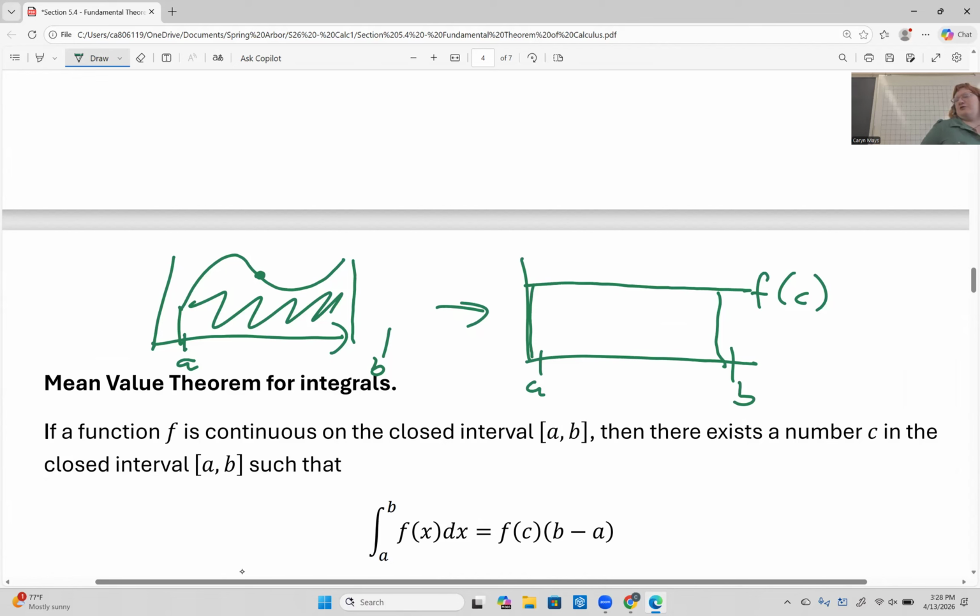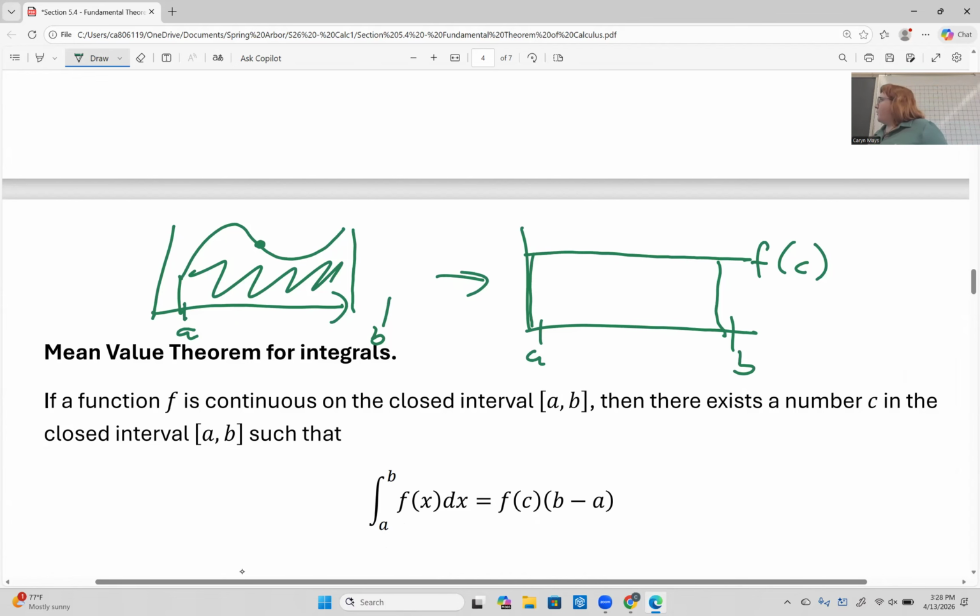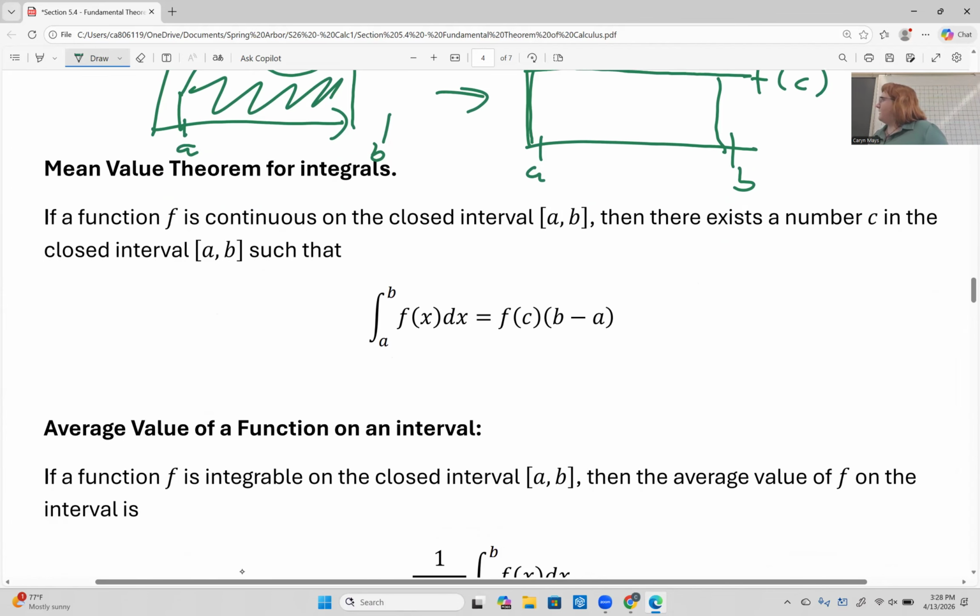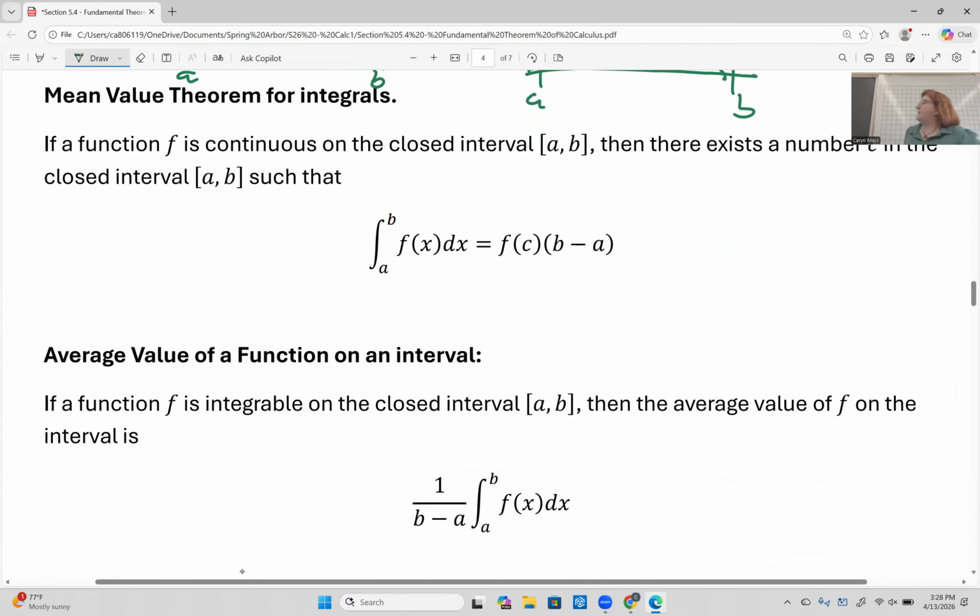There's an average value. There's a mean value. But what ultimately we get out of that is that we can find the average value of a function using an integral. When we say the average value of a function, we're saying, here's my weird function going up and down. If I want to find the average of 5 points, I add up all those values and then I divide by 5.